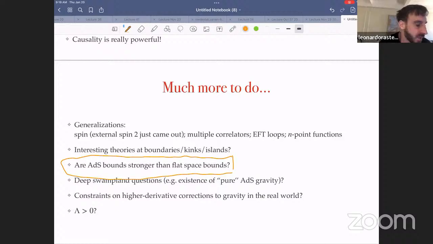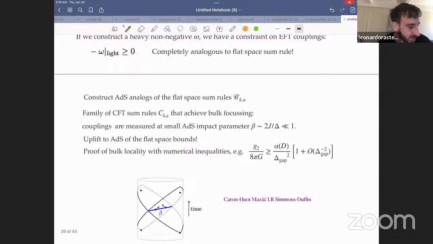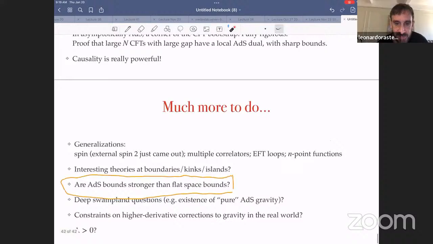One needs to go beyond this, the results of our paper. The results of our paper are a rather straightforward uplift to AdS of the flat space bound. That's not going to do it. So you have to hope that there are intrinsically stronger bounds in AdS than there are in flat space. If that's the case, then you could hope to say something about scale separation.